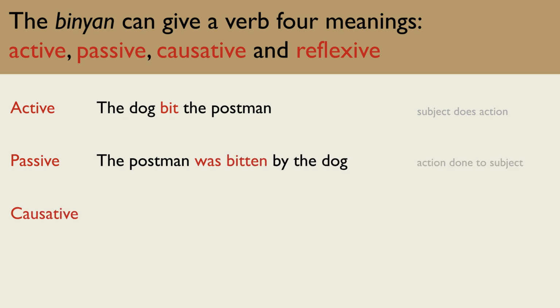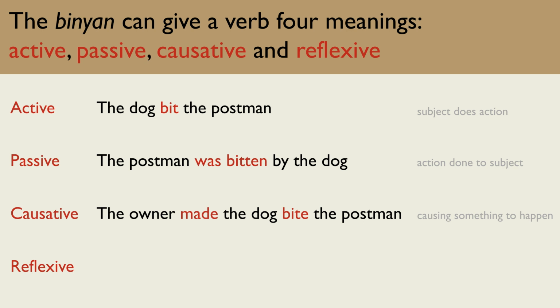Causative means causing something to happen. For example, the evil owner made the dog bite the postman. And reflexive is doing something to yourself. For example, the dog bit himself.